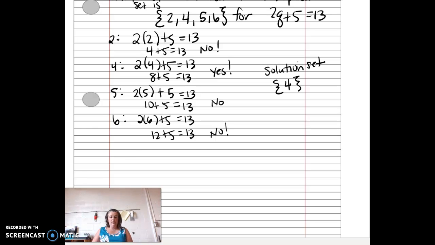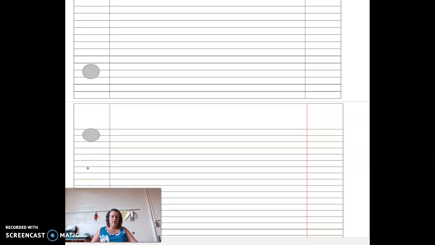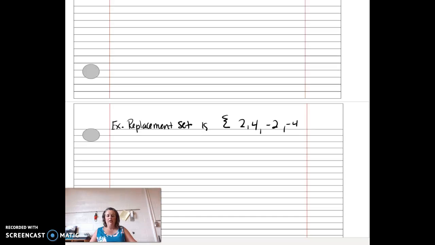All right, so I don't know if I'm going to have room for this one. I might have to scroll down to the next page. Actually, I could probably do it all in one. The replacement set is 2, 4, negative 2, negative 4. And we're going to find the solution set for x squared plus 2 equals 6.